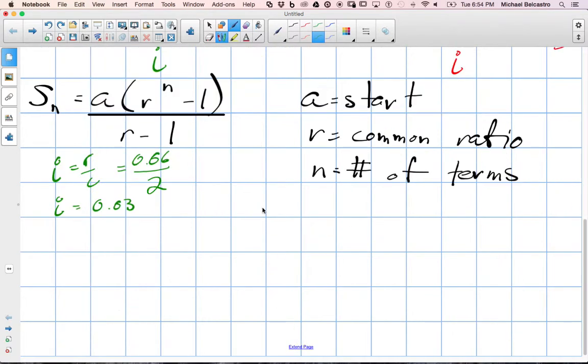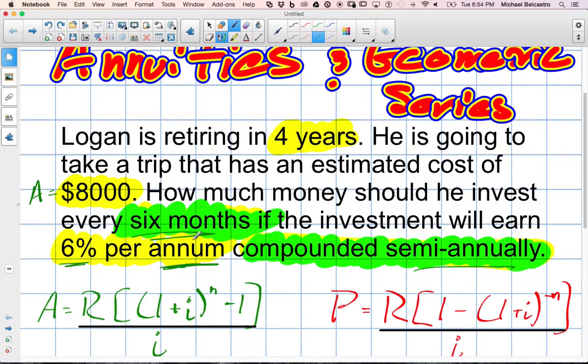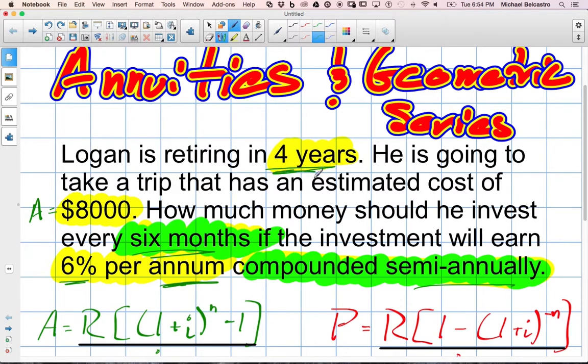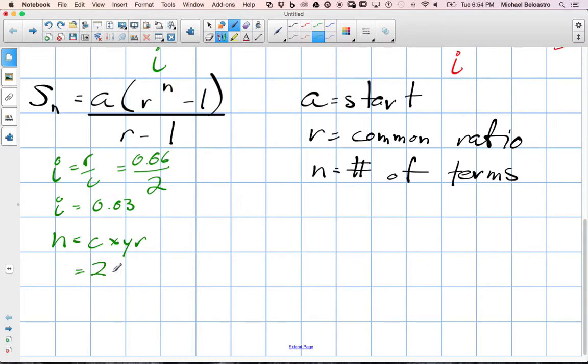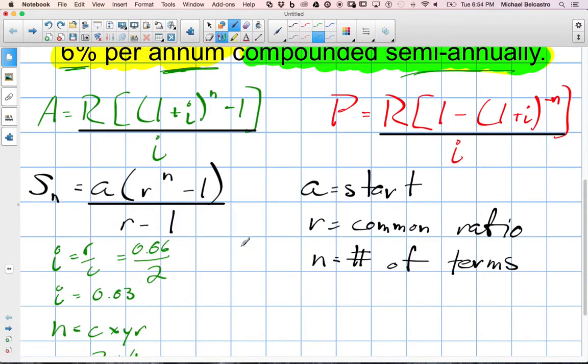And then the final one we have to calculate is the N, and the N value is compound period times number of years. So he said it was going to be 4 years, but it compounds twice a year. So really what it's asking is how many times over the life of this are we going to compound? And because it happens 2 times a year for 4 years, our N value is 8. Now that we have all that information, we rewrite our formula here.